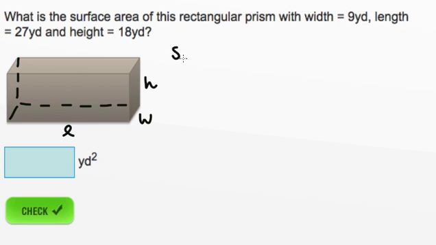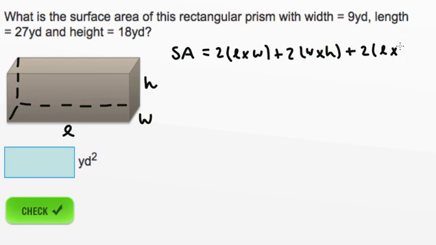That means that the surface area equals 2 times the length times the width, because this is the area of the bottom and the top rectangles, plus 2 times the width times the height, because this is the area of the right and the left rectangles, plus 2 times the length times the height, because this is the area of the front and the back rectangles.